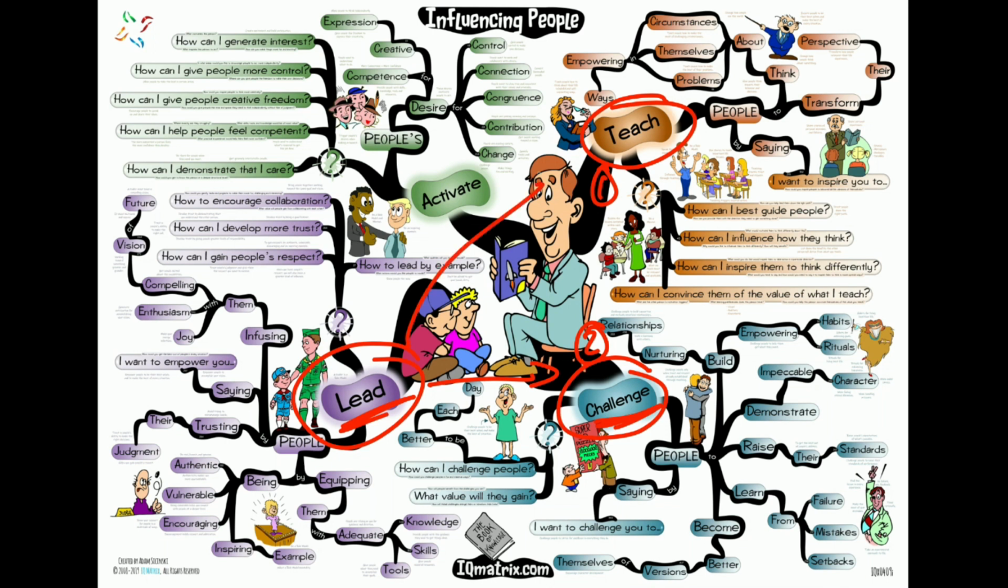We still need to be teaching and inspiring people. But here we also need to address other areas: your vision, being authentic, vulnerable, encouraging. We need to equip people with the right, adequate knowledge, skills, and tools, and trust in their judgment. We need to be able to empower people. This is the key to leadership. If you do not cover all these areas, then you're not going to become an influential leader.